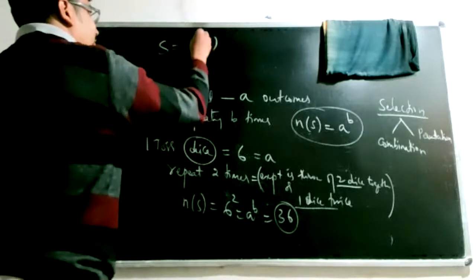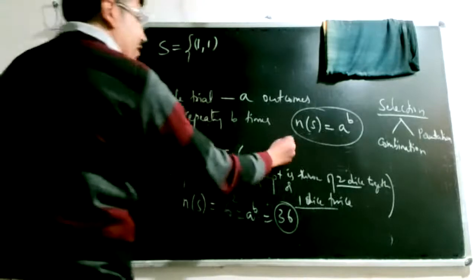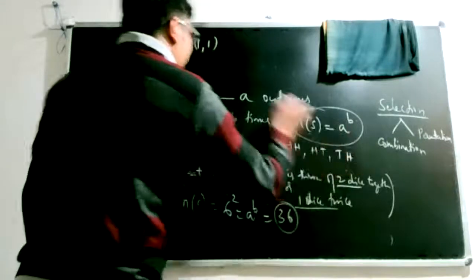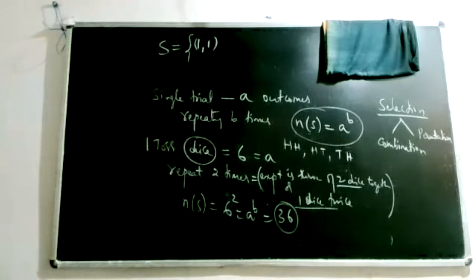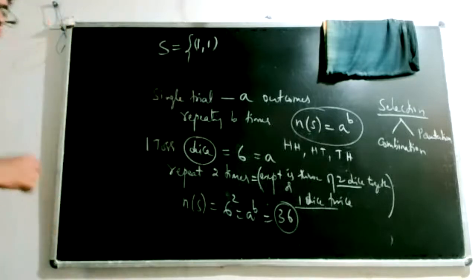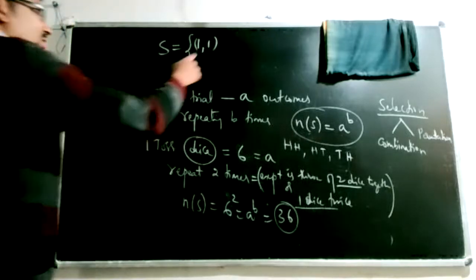Those we can write as (1, 1). So as we write H comma H for the coins, we can similarly have the cases. The first one indicates the result of the first dice or the first throw, and the second one indicates the result of the second dice or the second throw. So we are using brackets.